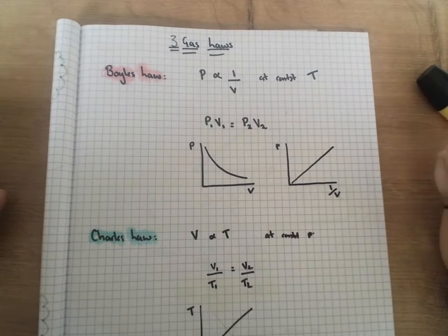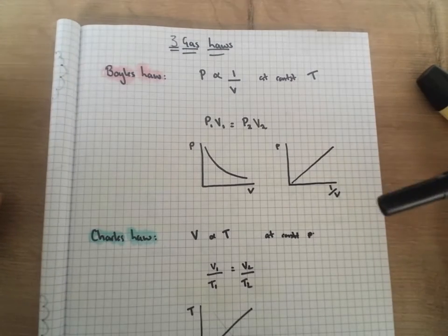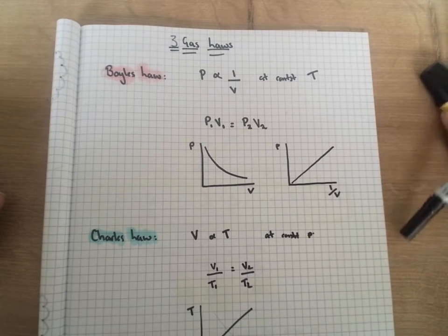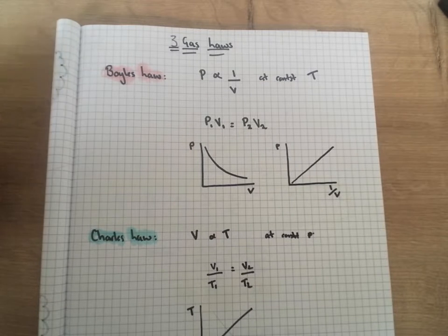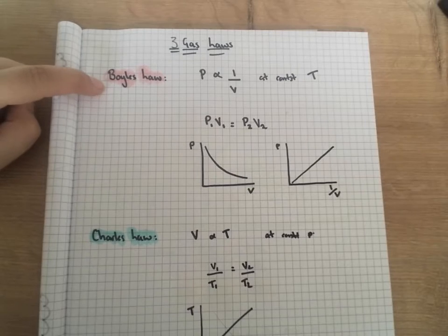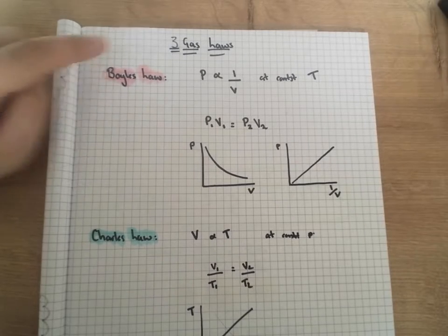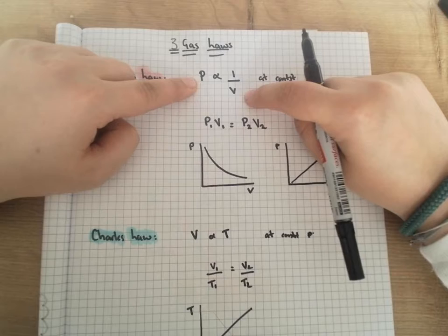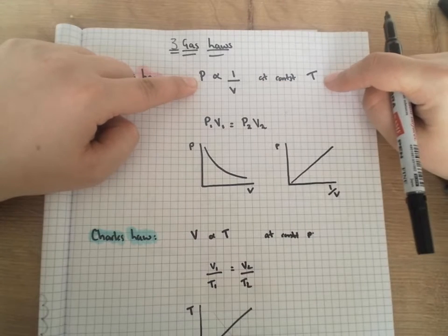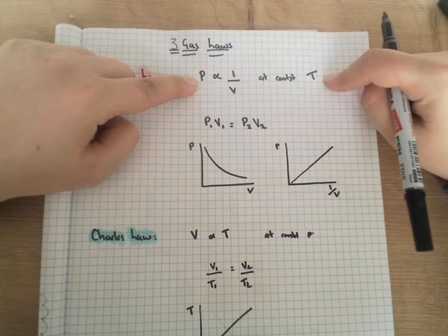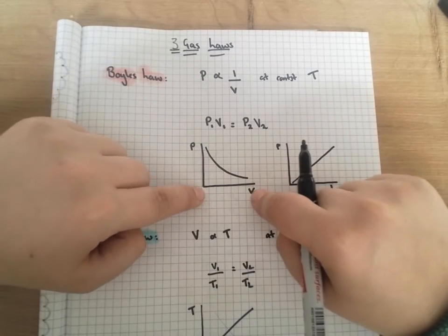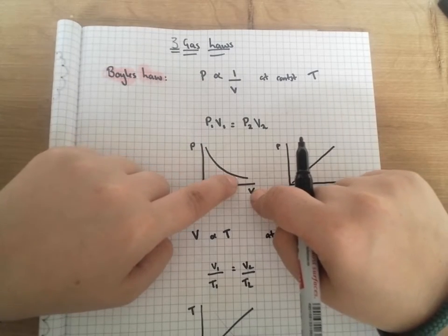Okay, so this next video is explaining the three different gas laws which an ideal gas would obey. The first one that we can talk about is Boyle's law. Boyle's law says that pressure is inversely proportional to volume, only when we're keeping it at a constant temperature. So essentially, if we increase the volume, the pressure is going to do the opposite, it's going to decrease.